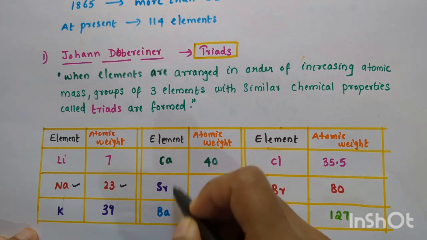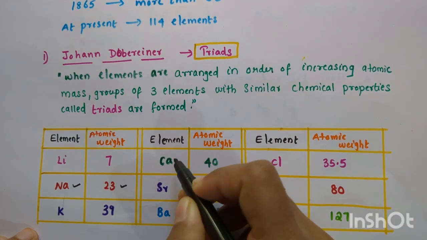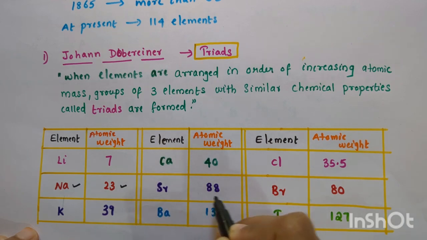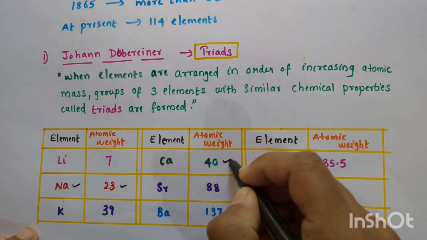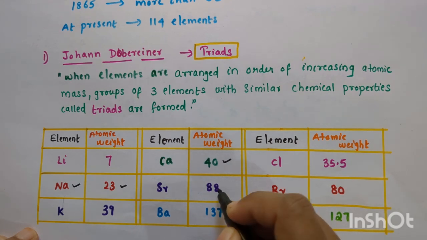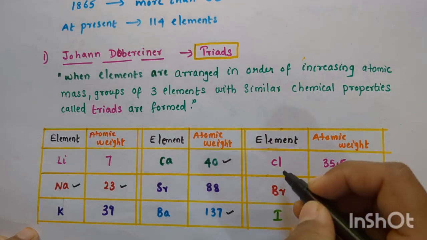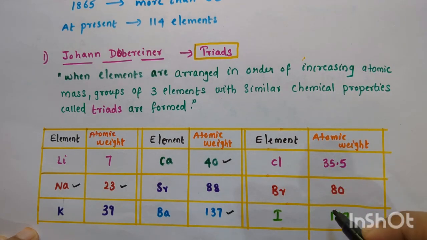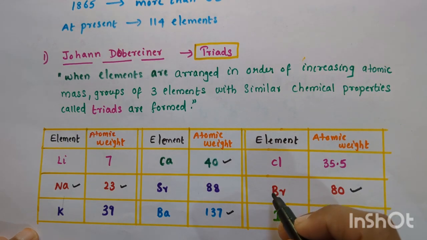Similarly, consider the triad of calcium, strontium and barium. The atomic weight of strontium is about 88 units. When you add the atomic weights of calcium and barium and divide by 2, you get almost 88.5, which is approximately 88. Similarly, consider the triad of chlorine, bromine and iodine. The middle element is bromine. Adding the atomic weights of chlorine and iodine and dividing by 2 gives 81.25, which is approximately equal to 80, the atomic weight of bromine.